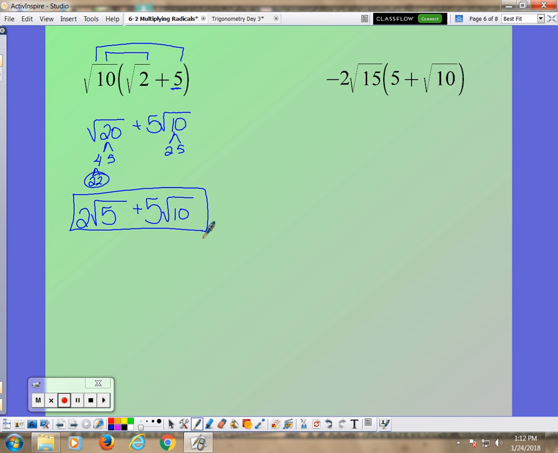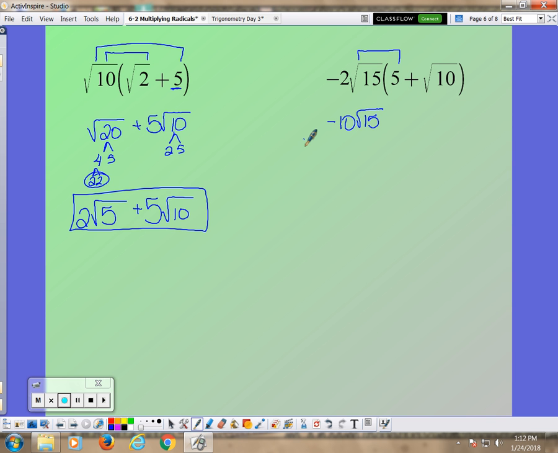Let's try one more. So negative 2 square root of 15 times 5. Well, 5 is an outside number. The negative 2 is an outside number. So we're going to multiply the outside numbers, and I get negative 10 square root of 15.